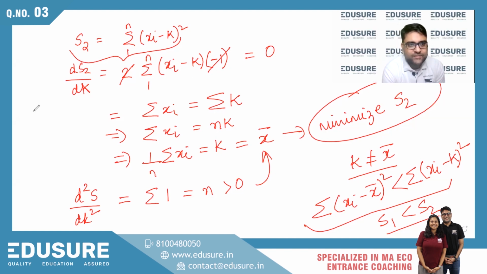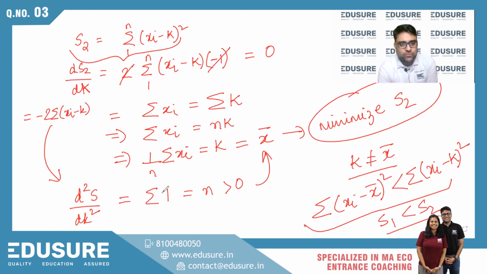Use the derivative: -2 summation xi minus k. You differentiate this. This will come out to be 2. Okay? This is the derivative. You differentiate this. Because it was equal to 0, I was cancelling it out. So the answer is C.